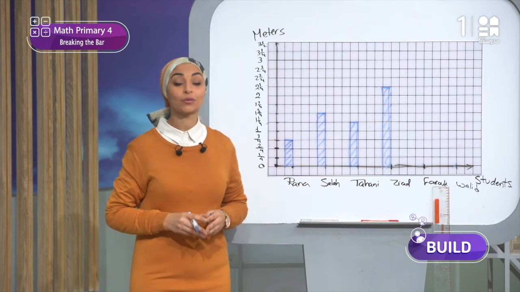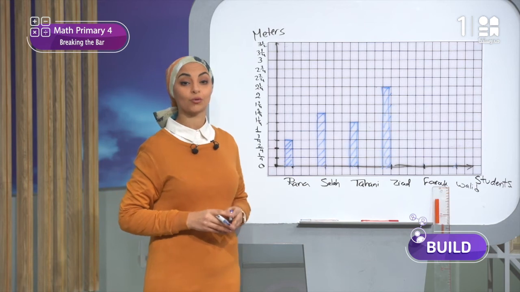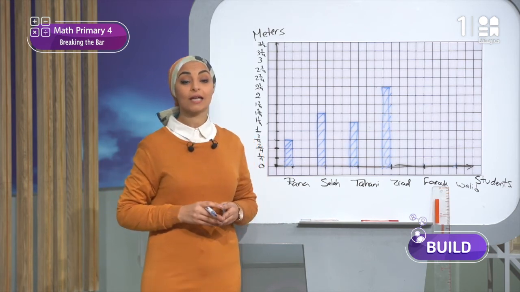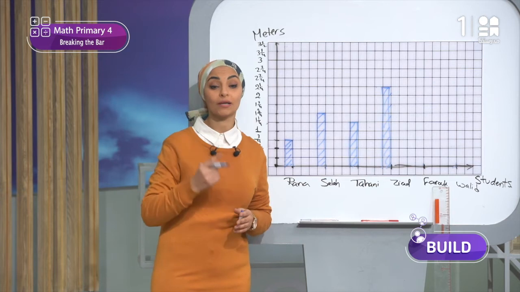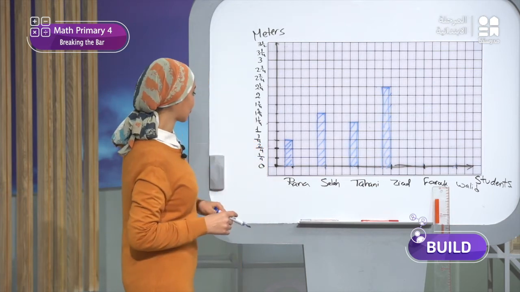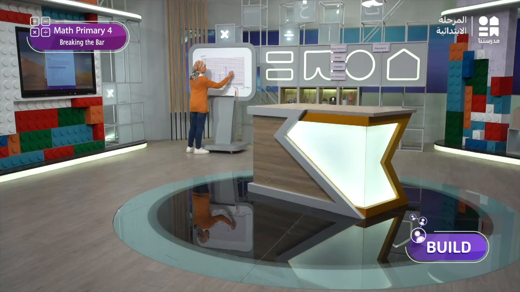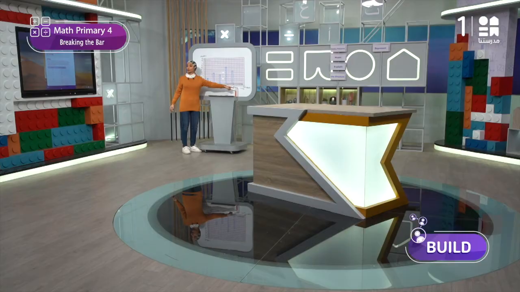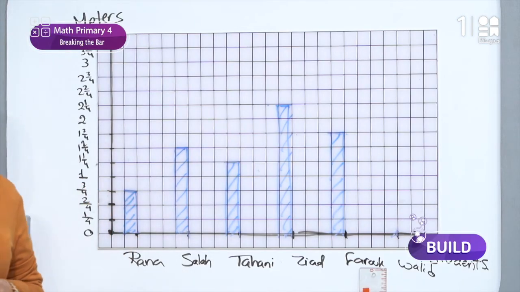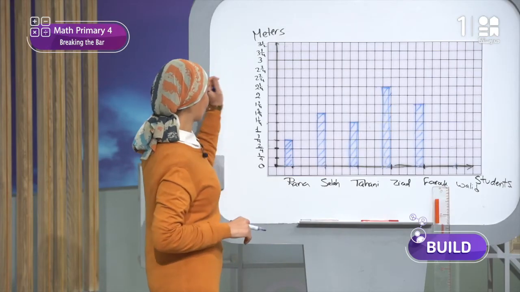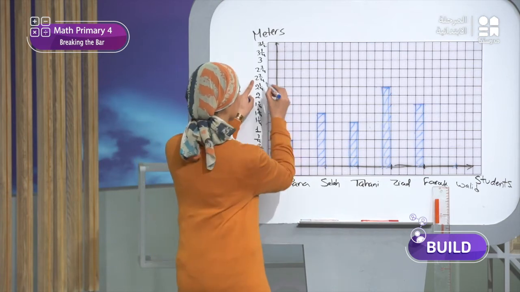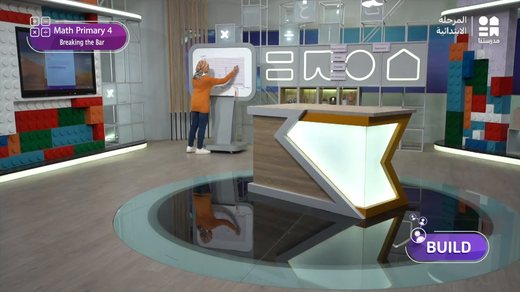And now let's draw the last two bars together. I will draw a bar represents Farouk distance. He was able to roll the ball for 1 and 3/4. 1 and 3/4 here. So I will go to Farouk and draw this bar like you see here. Okay. And finally the last bar of Walid distance. He is in front of 2 and a half meters. I will go to 2 and a half يعني 2 and 2/4 and draw Walid's bar like this.